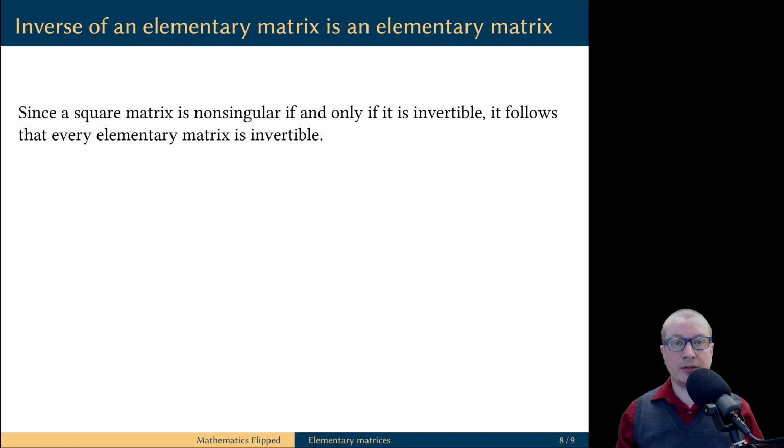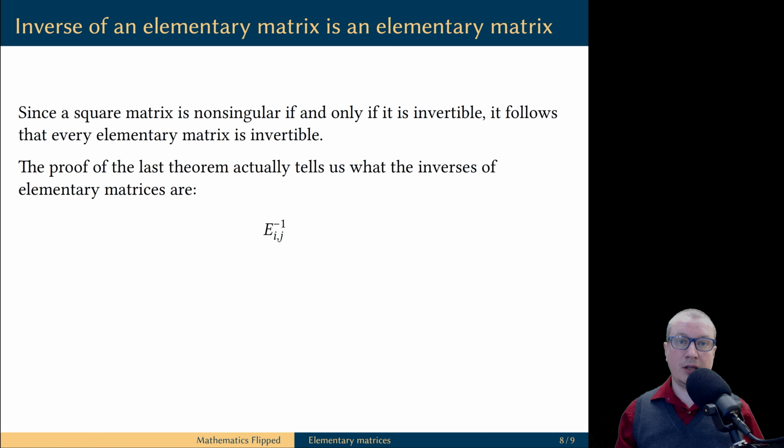We also know that for a square matrix to be non-singular is the same as to be invertible. In particular, what we just proved shows that every elementary matrix is an invertible matrix. In fact, we can derive the inverses of all elementary matrices from the proof of the last theorem. The inverse of a matrix obtained by swapping rows i and j of the identity matrix is the matrix itself. The inverse of an elementary matrix obtained by multiplying row i of the identity matrix by non-zero scalar alpha is an elementary matrix obtained by multiplying row i by 1 over alpha.